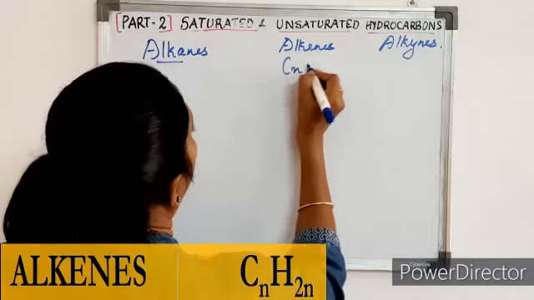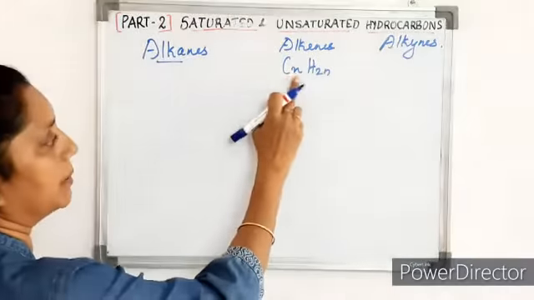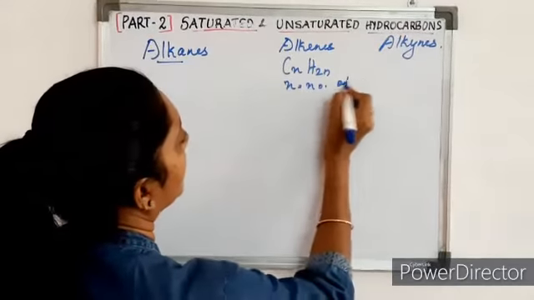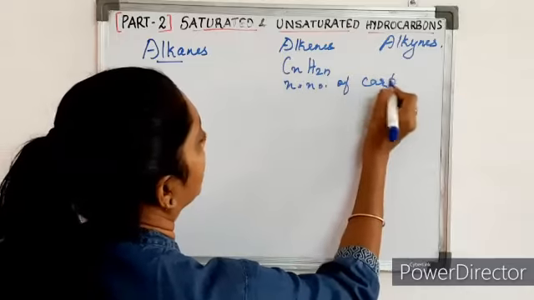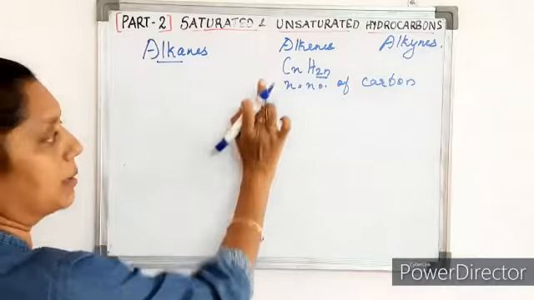Now, the general molecular formula for alkenes is CnH2n. That means n is the number of carbon atoms, and the number of hydrogen atoms is twice the number of carbon atoms.